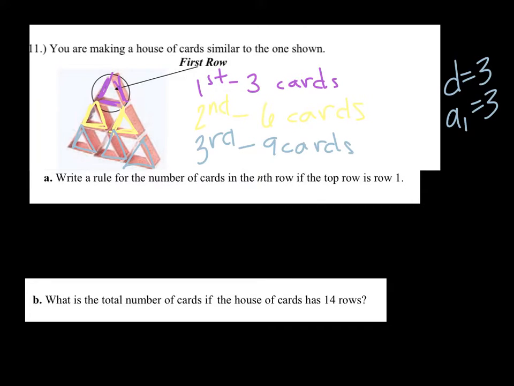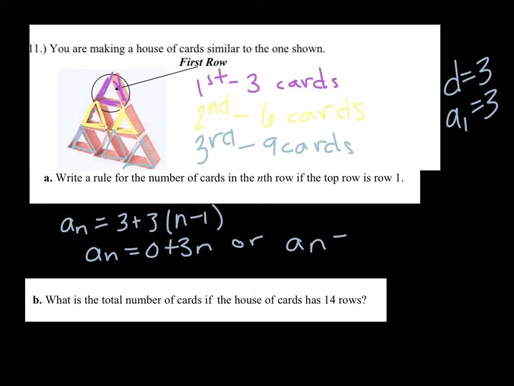So if you're trying to write this rule, you would say, okay, a sub n equals your first term, which is those 3 cards, plus the difference, which from row to row is 3. You're adding 3 each time, times n minus 1. So a sub n equals 3 plus 3n minus 3. So 3 minus 3 is just going to give us 0. So you could write this as 0 plus 3n, or you could just leave it as 3n. Either one would be fine.